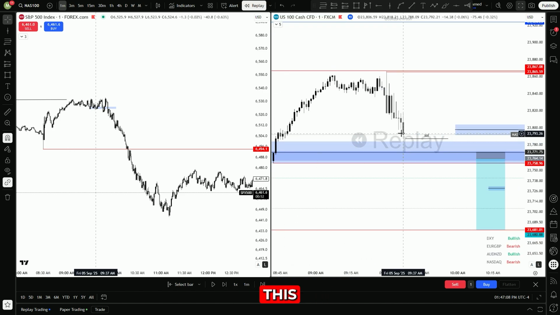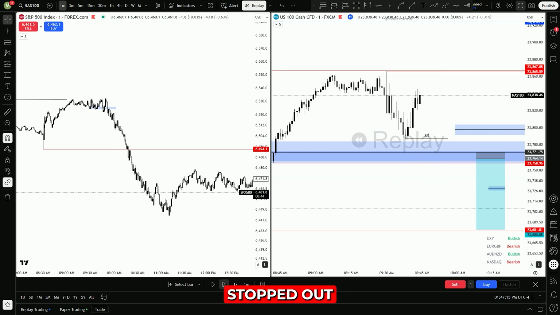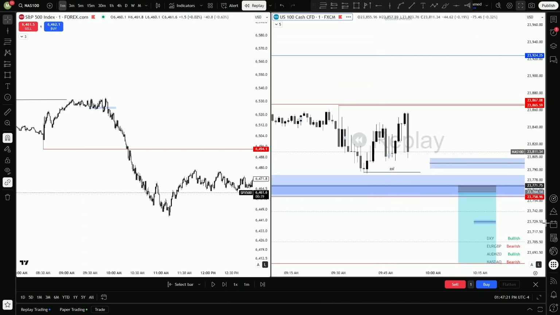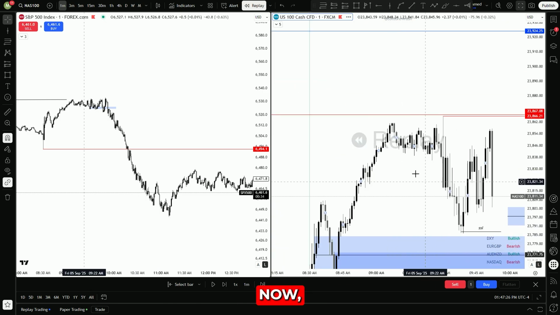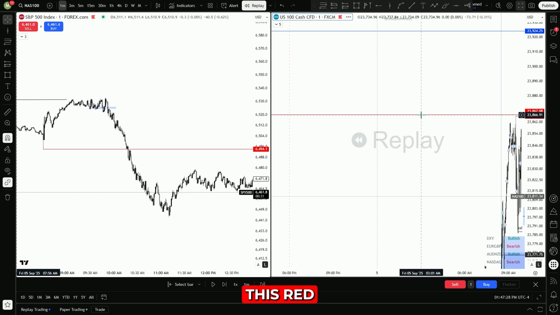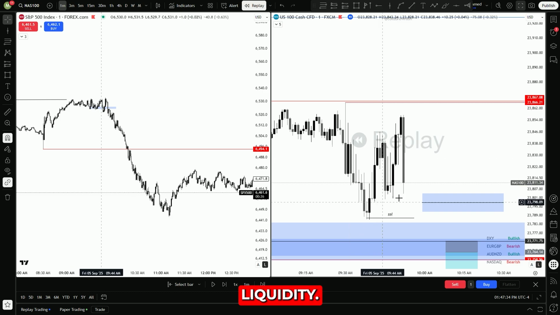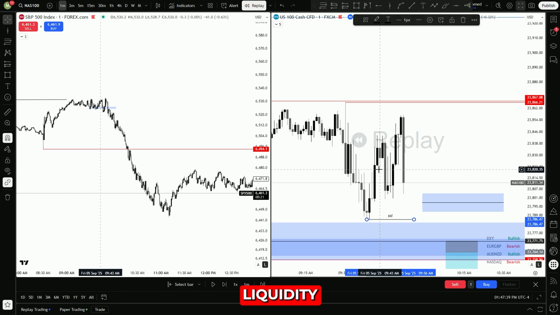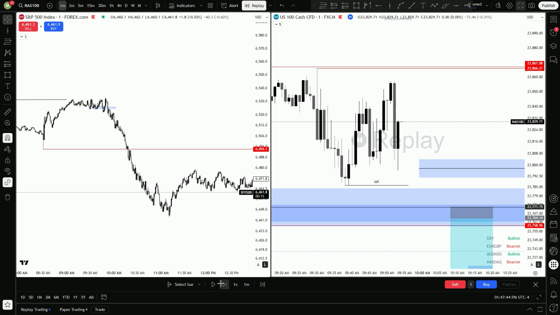This was the 9:30 open. We took sells over here, and then we got stopped out. What I was waiting for, now here's the twist. As you can see, I have explained that we got the external and internal liquidity. This red line is the high time frame external liquidity, and this is the internal liquidity. I was waiting to sweep one of these internal liquidities so that we can take the trade.